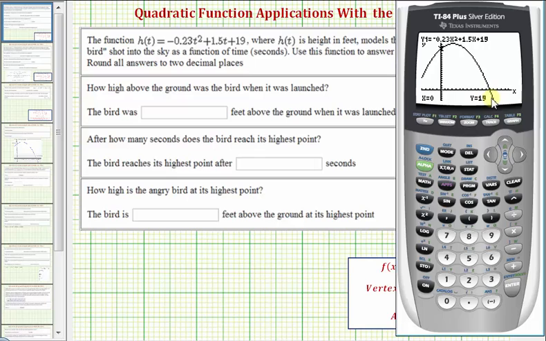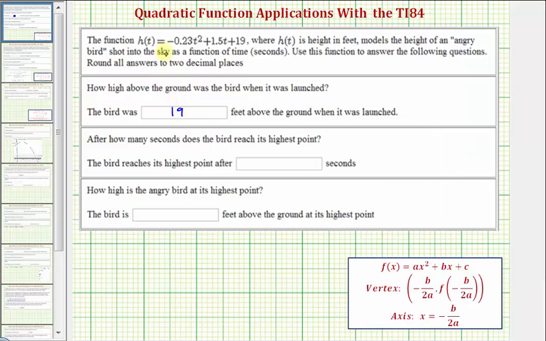Notice how this shows us that the vertical intercept is the point (0, 19), and therefore the initial height was 19 feet. Also, whenever we have a quadratic function in general form, the vertical intercept is always the point (0, c), where the quadratic function is in the form ax squared plus bx plus c. That should make sense because h of 0 would just be 0 plus 19, giving us an initial height of 19 feet.